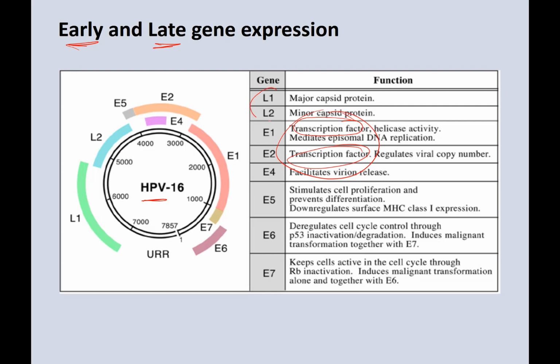So the late genes you can see are the capsid, which makes sense. You want to express all your genes for replication and cell proliferation. This is actually controlling cell cycle here. And E6 and E7 are proteins we'll talk about later this semester. These are ones that are actually related to the cancer-causing properties of human papillomavirus.